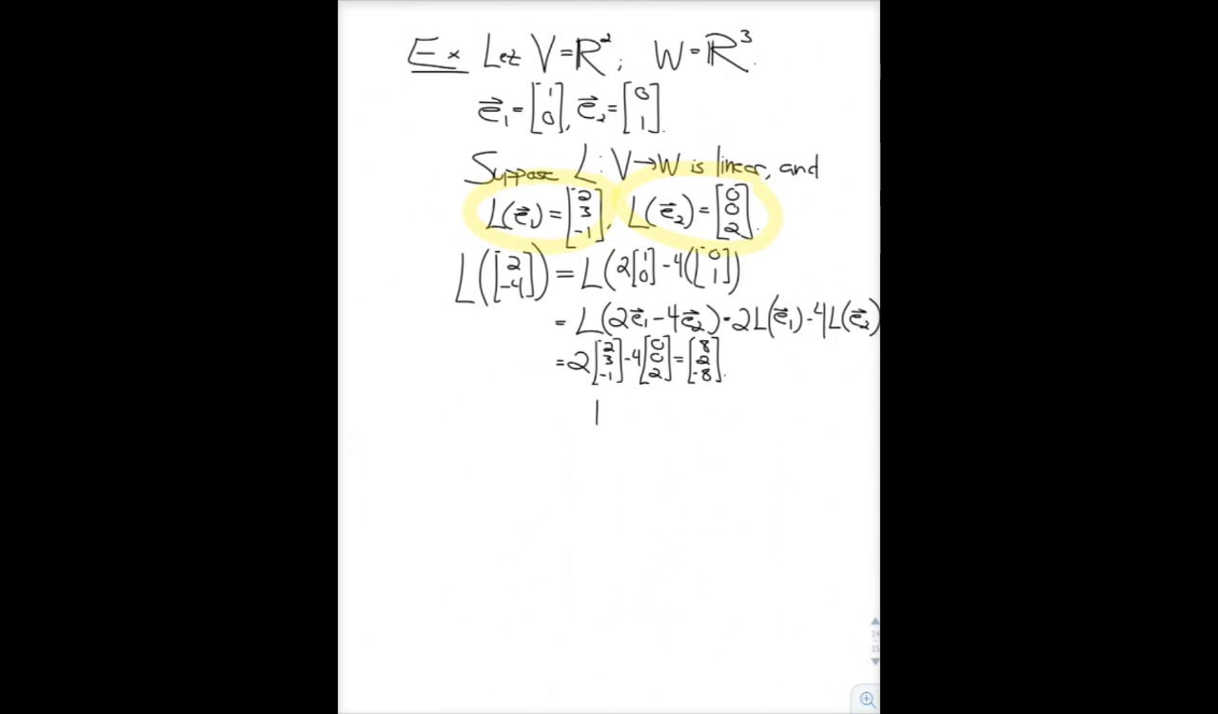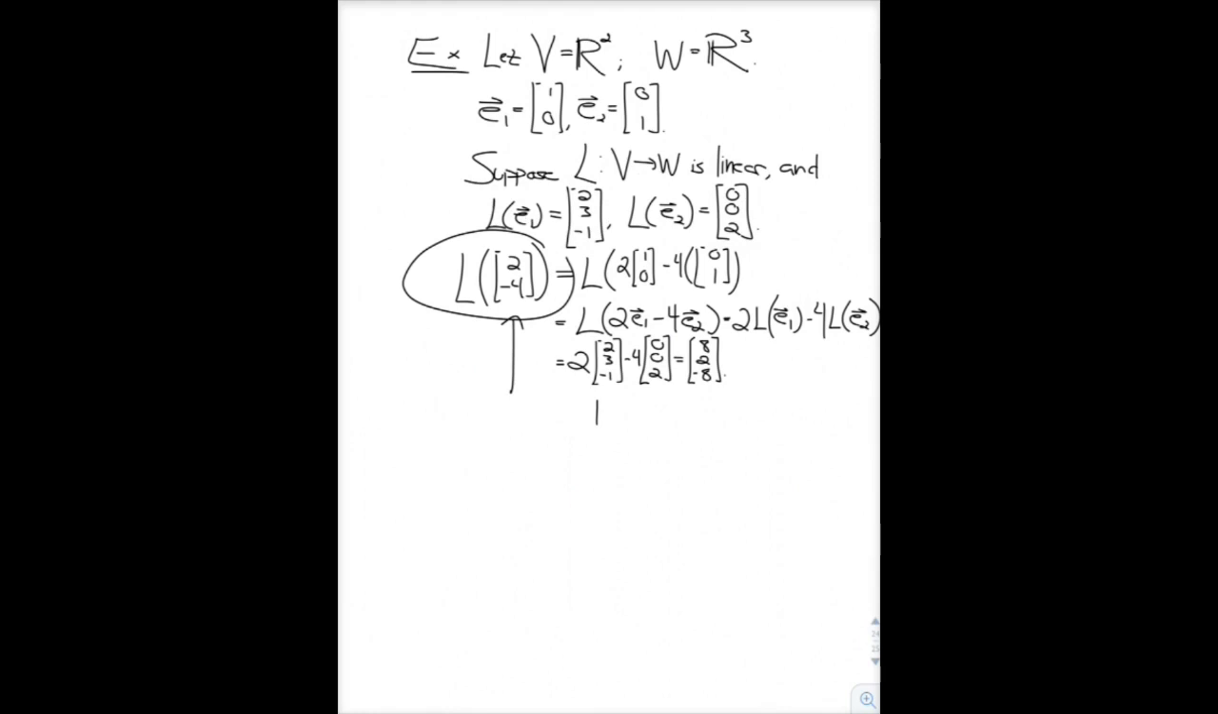Now, let's take an arbitrary vector in R2 that's not one of these basis vectors, like, for example, (2, -4), this one right here. Now, my question is, what does L do to (2, -4)? And your first answer should be, well, I don't know, because all I know is what L does to E1 and E2. I wasn't told what L does to an arbitrary vector.